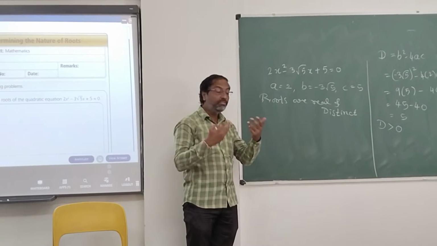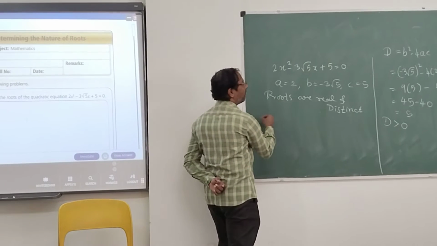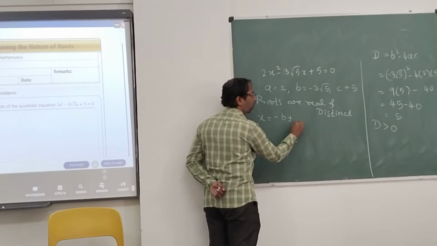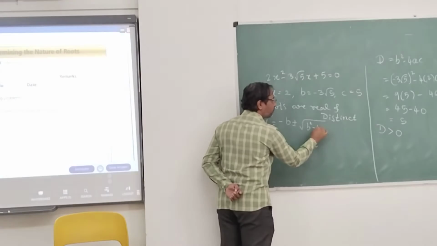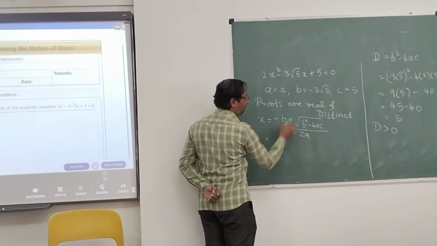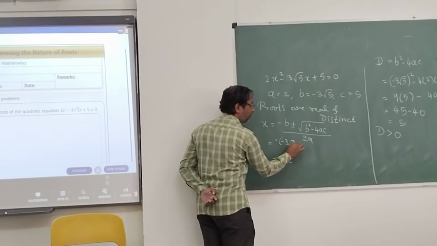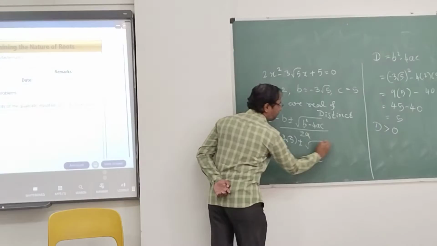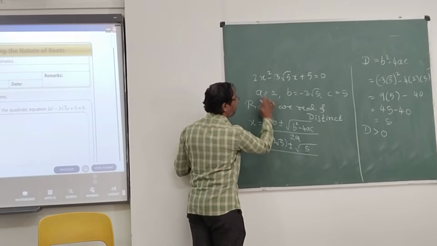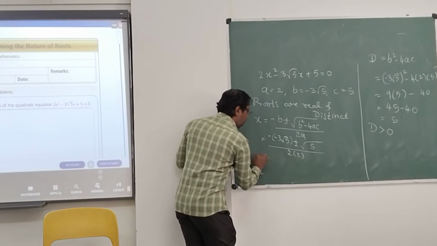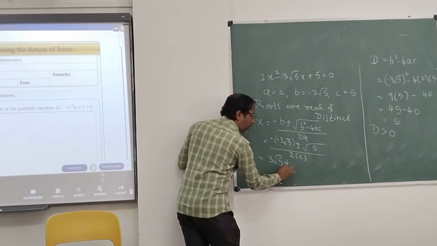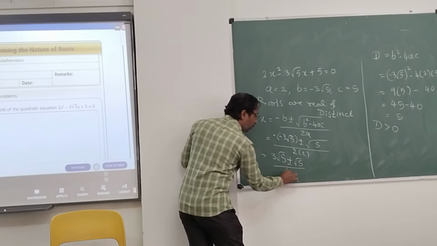But how can we confirm it? Let's solve using the quadratic formula method. The quadratic formula is x is equal to minus b plus or minus root b square minus 4ac, whole divided by 2a. In case of b it is minus of minus 3 root 5, plus or minus, and b square minus 4ac is root 5, whole divided by 2 into 8, that is 2 into 2.